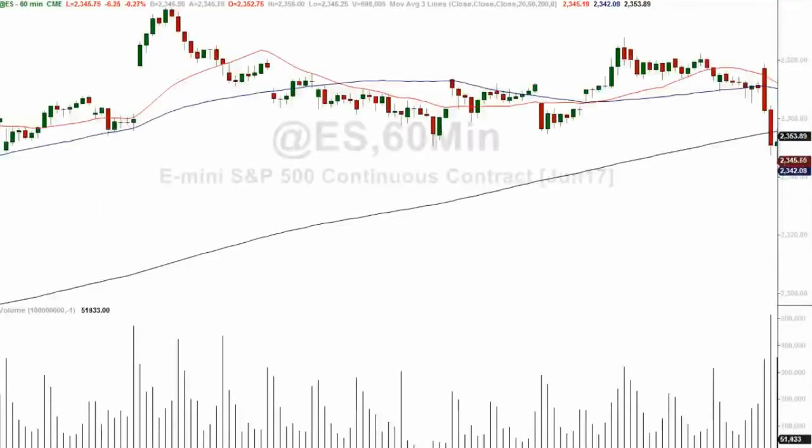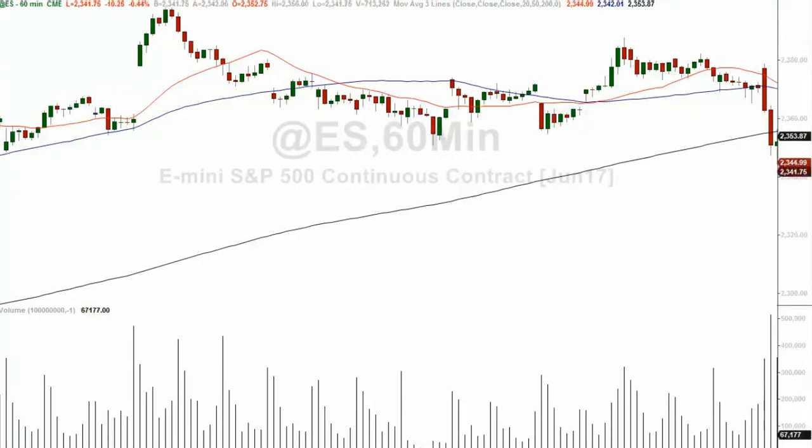We're going to start on a 60-minute chart because we have to be able to clearly understand and visualize where gaps are on the charts. Gaps are simply created when the stock market opens, in this case the ES, higher or lower from the prior trading day's close. It's that simple. We don't need to make any more of it than that.